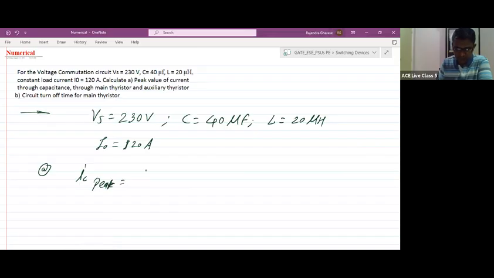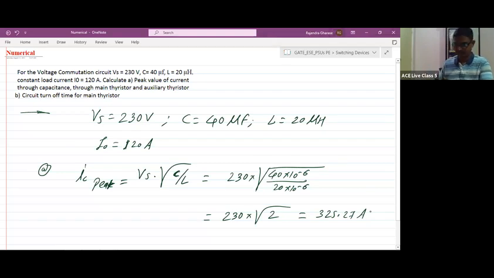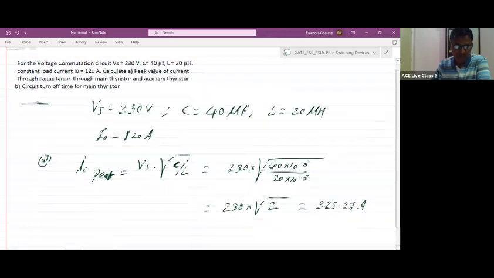We know it is Vs into under root C by L. We have written the expression for IC. So Vs is 230 into under root C by L, that is 40 into 10 to the power minus 6 divided by 20 into 10 to the power minus 6. So you can check it is 230 into under root 2, so that will be equal to 325.27. Right? 230 root 2.